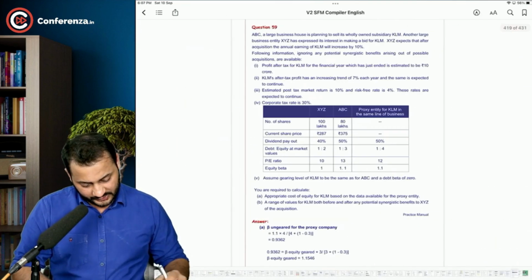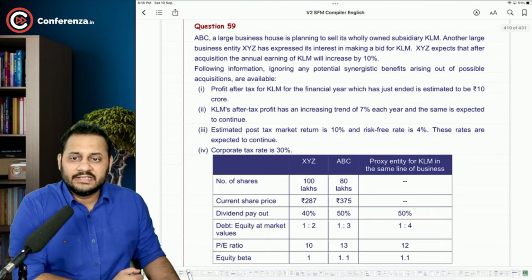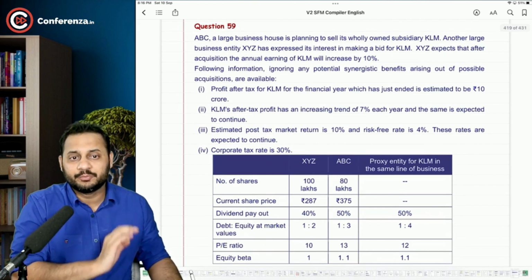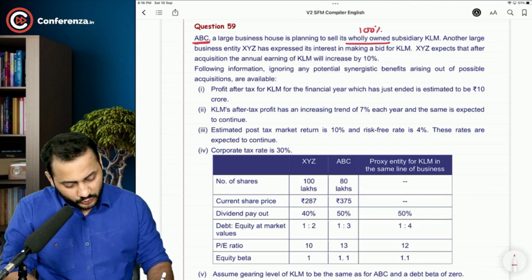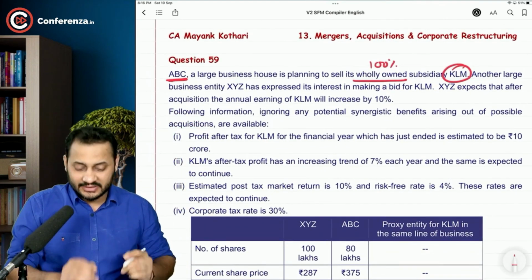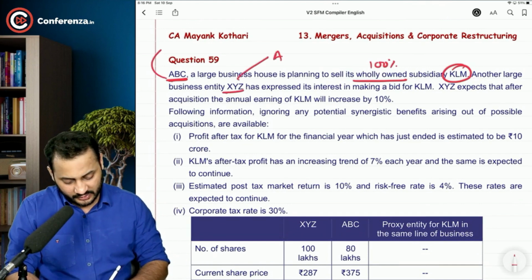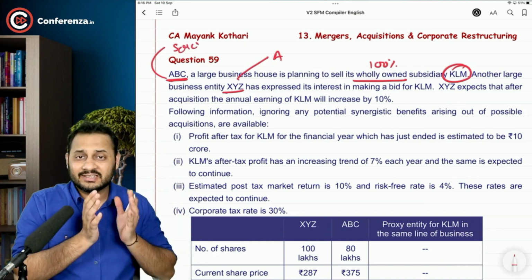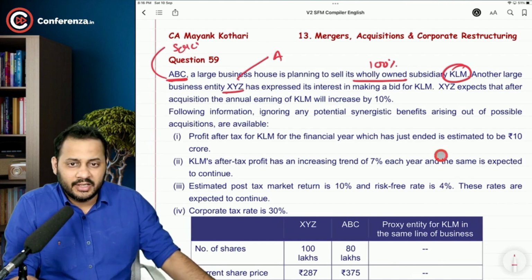Okay, sir. Let's move on to the next question now. That is question number 59. ABC, a large business house, is planning to sell its wholly owned subsidiary. Wholly owned, 100%. ABC wants to sell the subsidiary named KLM. Another large business entity, XYZ, has expressed its interest in making a bid for KLM. So this is going to be the acquirer, this is the seller. And this ABC is not selling its entire company, it's just selling one of the divisions, that is one of the subsidiaries, KLM. Okay, XYZ is the buyer in this case.